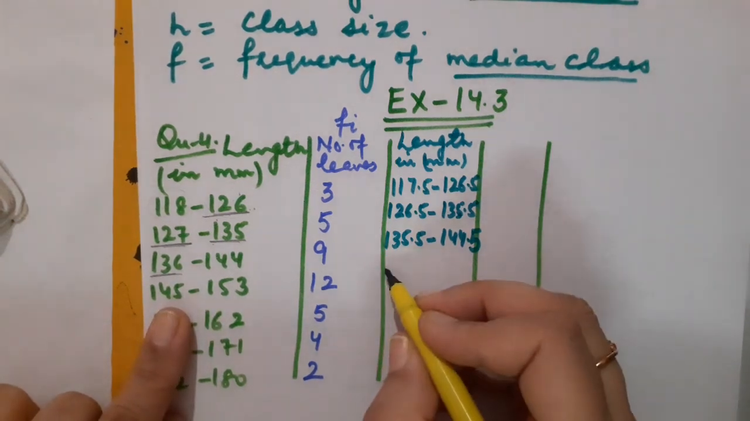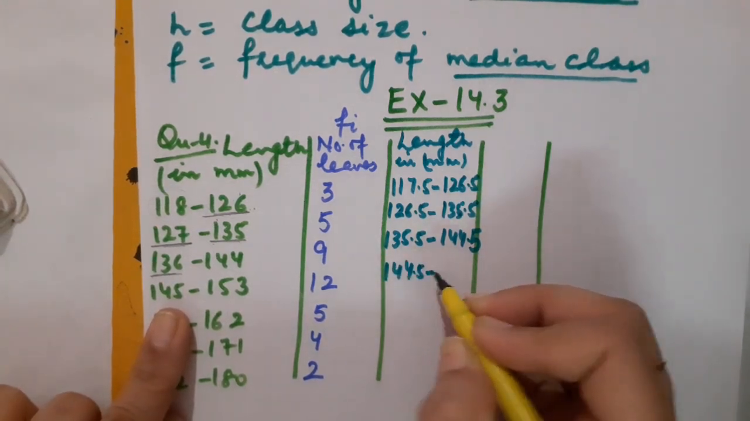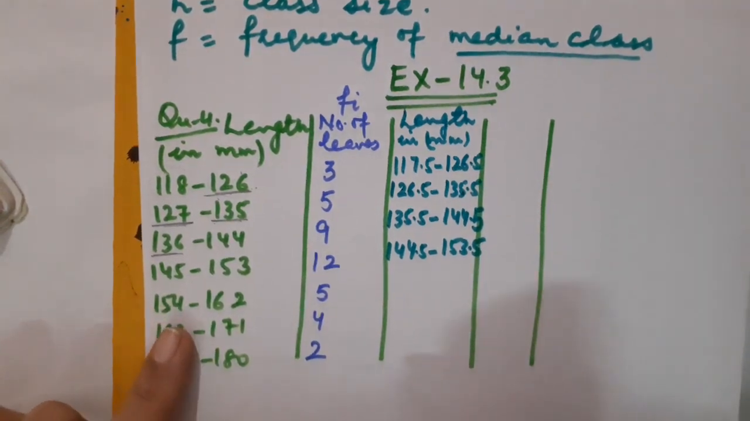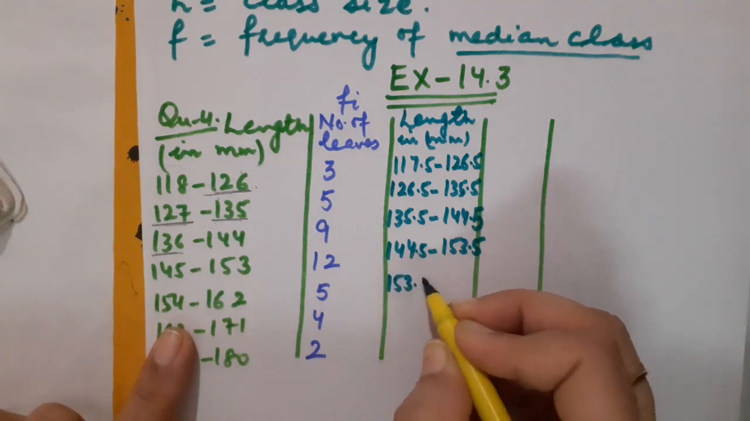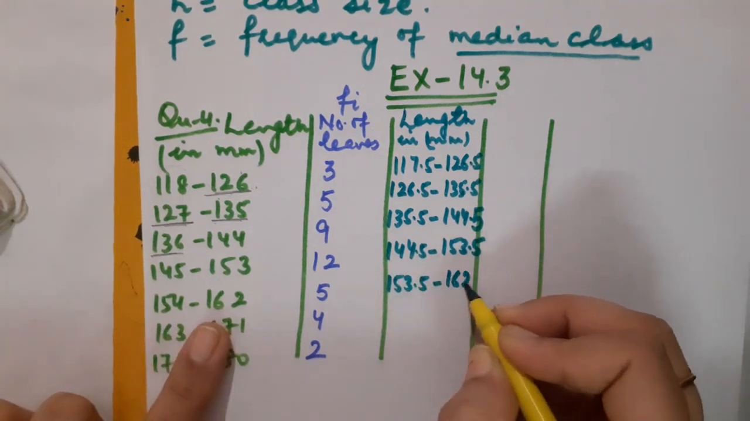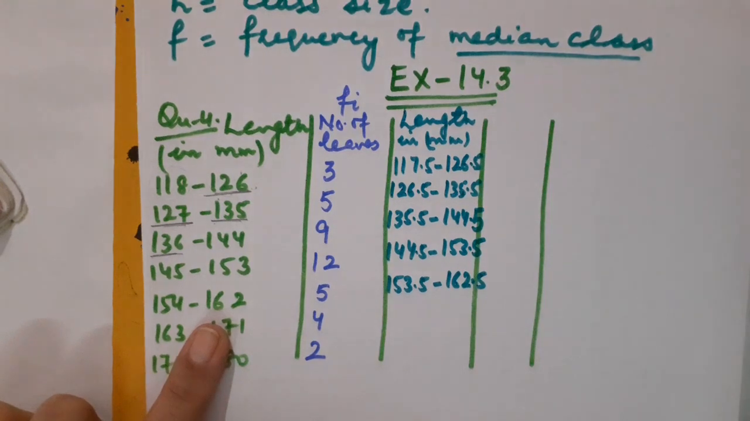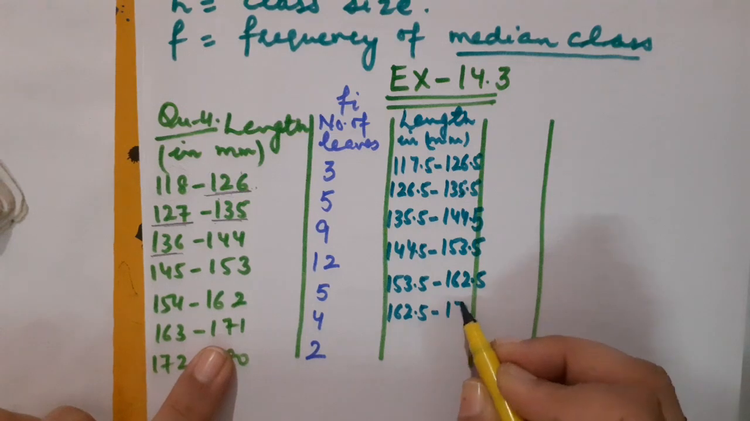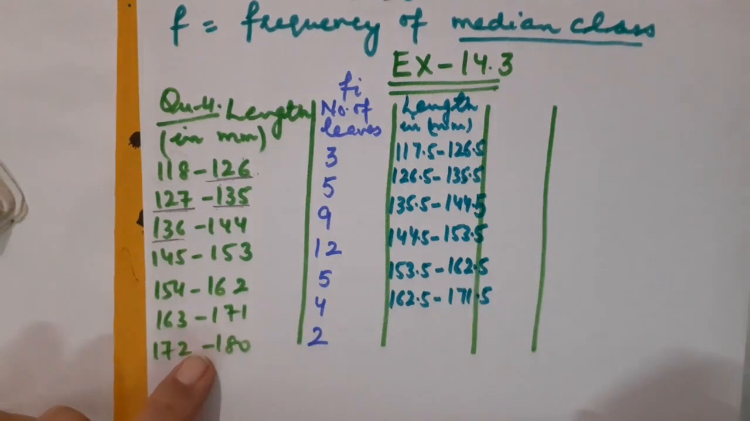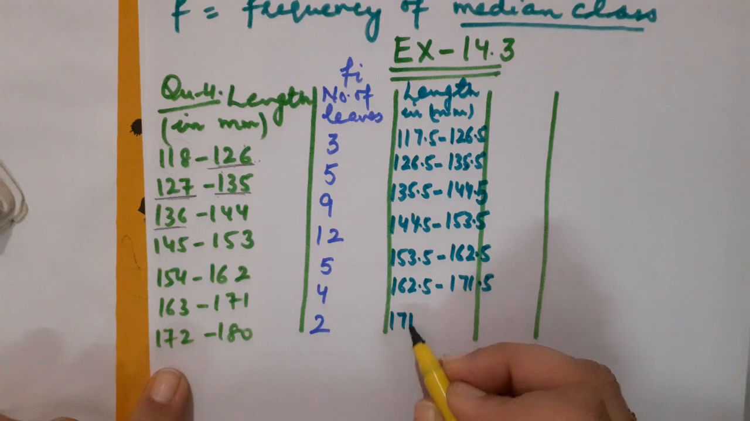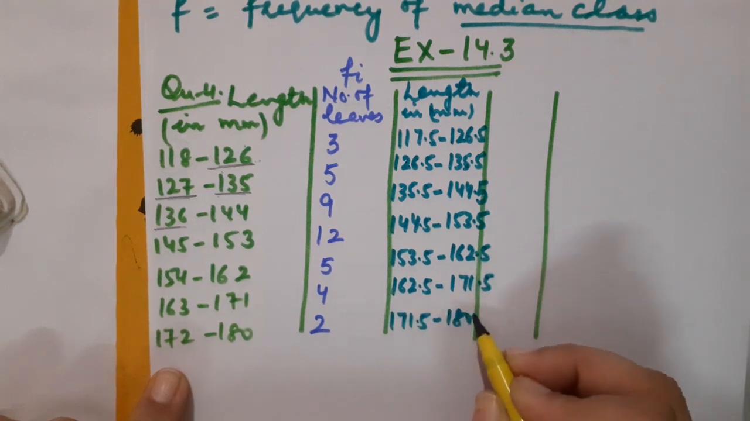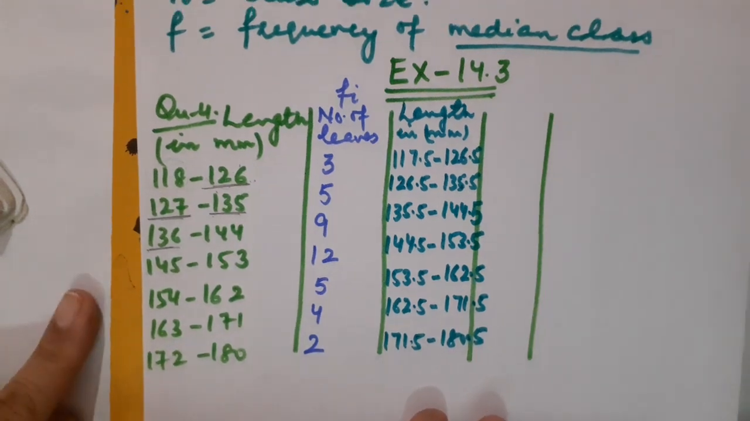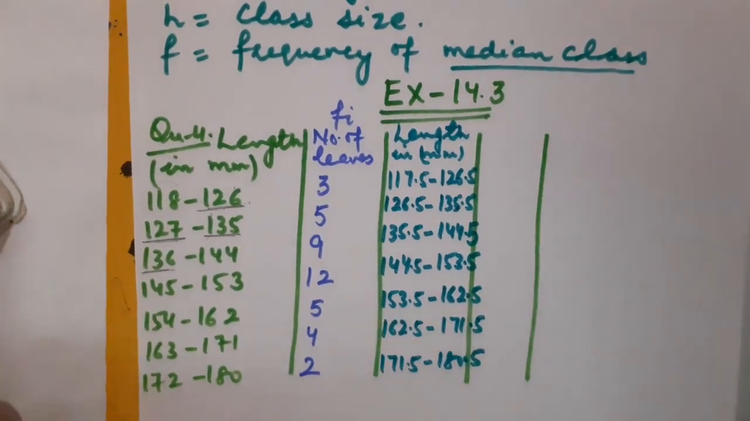Correct? Now again subtracting, it would be 144.5 to 153.5. Next 153.5, add 0.5 to the upper limit, it would be 162.5. Next is 162.5 to 171.5. Correct? Next would be 171.5 to 180.5. So this is the actual length when we talk about the continuous data.